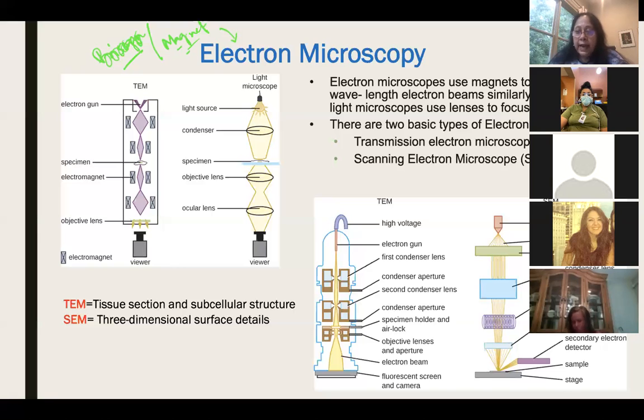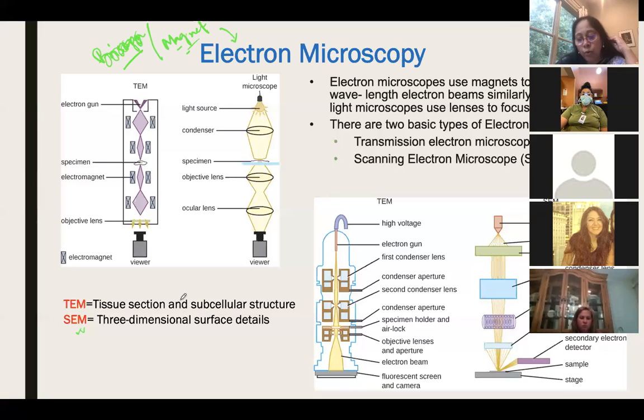There are two basic types: transmission electron microscope, the TEM, and the scanning electron microscope, or SEM. If you want to see the tissue section and subcellular structure, so basically internal detail, then we use TEM. If you want to see the outside three-dimensional surface, then we use SEM. It's very easy to remember. I will give you a question like that.